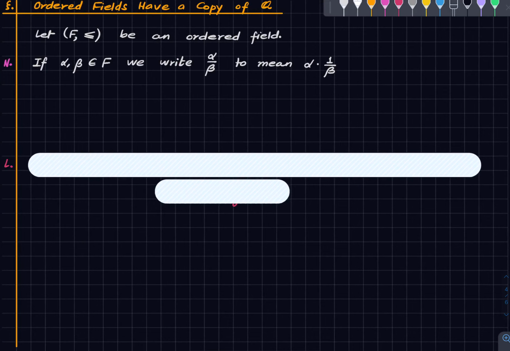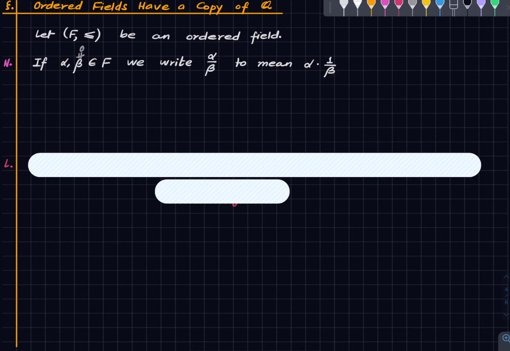Now we will show something more. We will show that ordered fields actually have a natural copy of the rationals. So this obviously is more than what we just did, because the rationals already contain a natural copy of the integers. Again, fix an ordered field, and we have this notation. For alpha and beta in the ordered field, we write alpha by beta to mean alpha times 1 by beta, where this is the multiplicative inverse of beta. Of course, to do this, we need to assume that beta is non-zero.